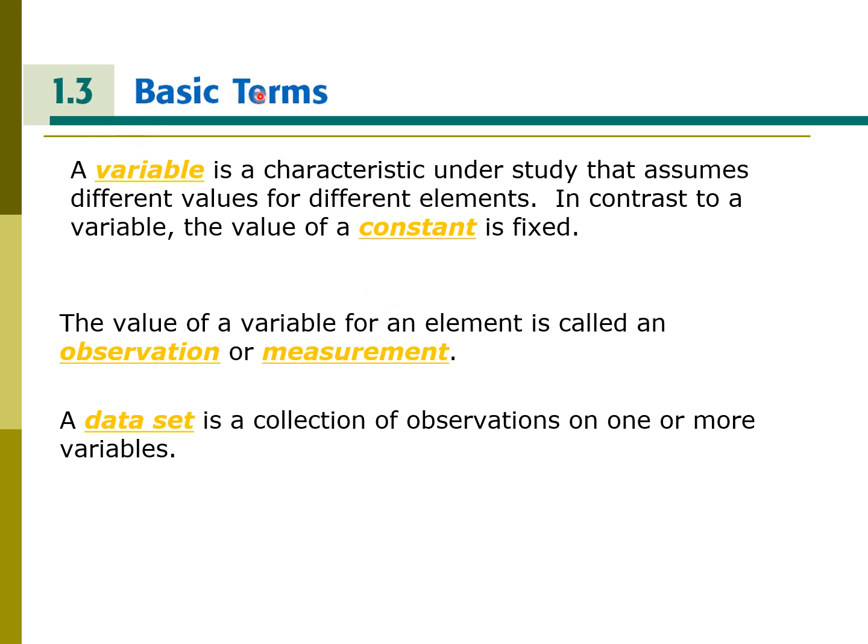What are the basic terminologies? Variable. The characteristic under study that assumes different values for different elements. And this is in contrast with what we call a constant, which is what? Fixed. Constant is fixed. Variable assumes what? Different values. The value of a variable for an element is called an observation or a measurement. A data set is what? A collection of observations on one or more variables.